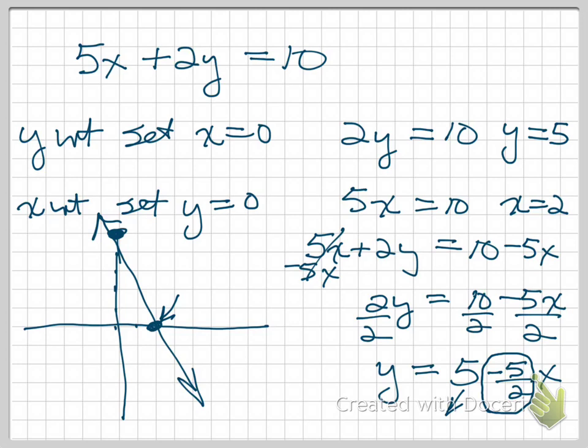Okay? So that's working with standard form. So you need to be able to do this and be comfortable doing it. Okay, let's go on to the next page, which talks about the least squares line of best fit.